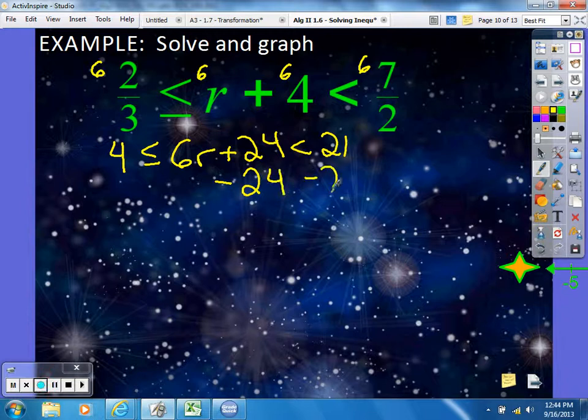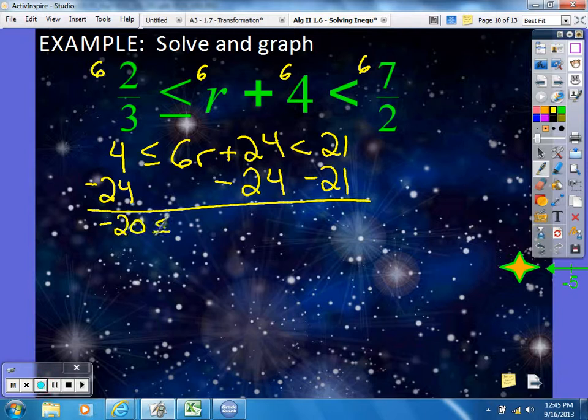Good job, from the 21 and the 4. Very good job, Jake. Okay, so over here on the left side, I get negative 20 is less than or equal to 6r is less than, oops, that should be a 24 there, negative 3. So I need to do it to all of the sides. Divide everything by 6.